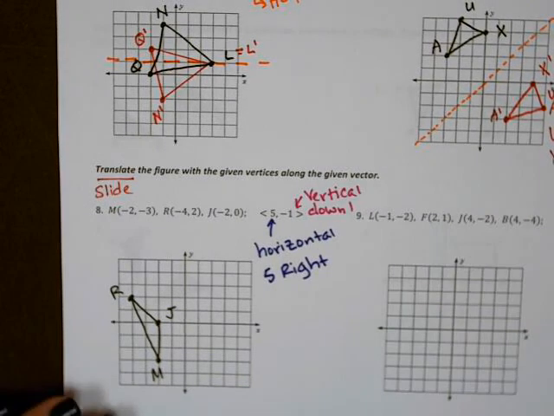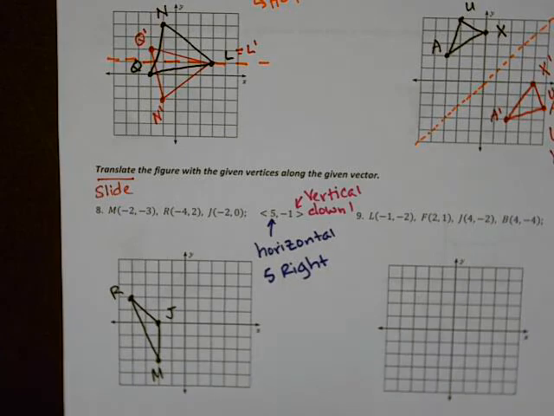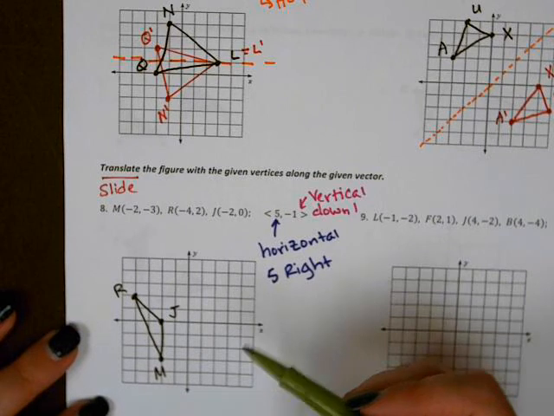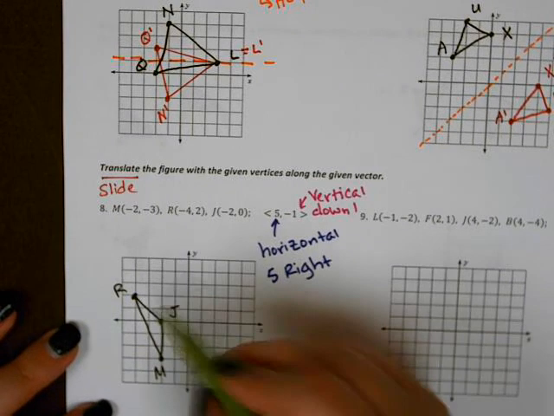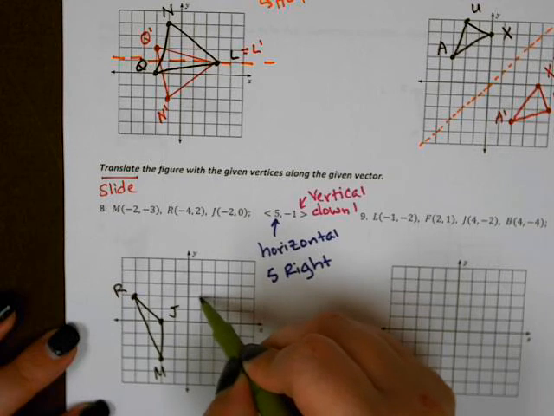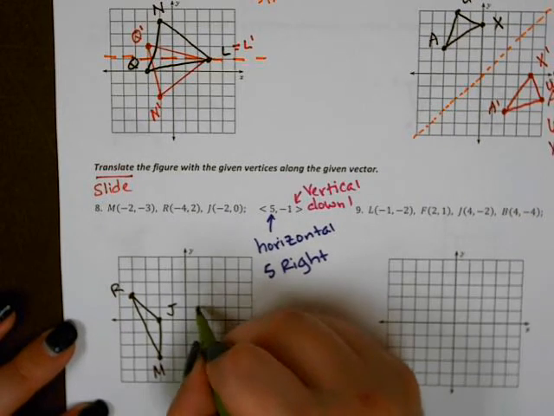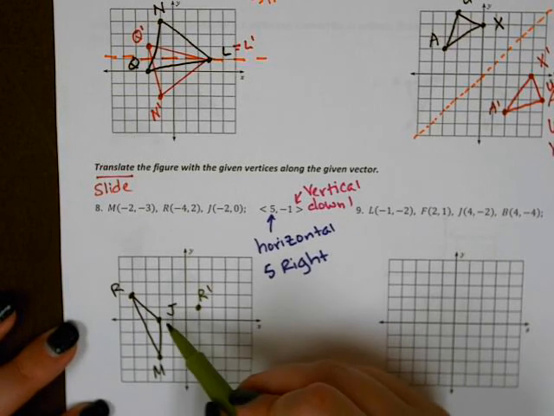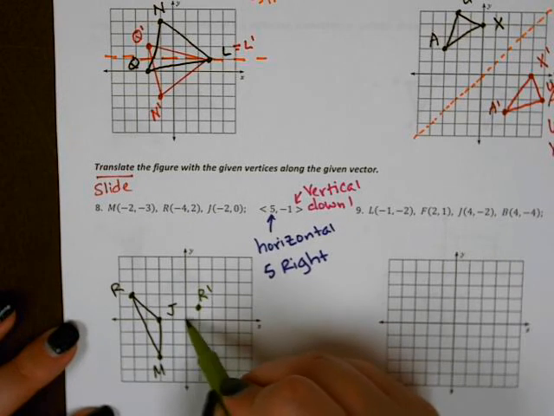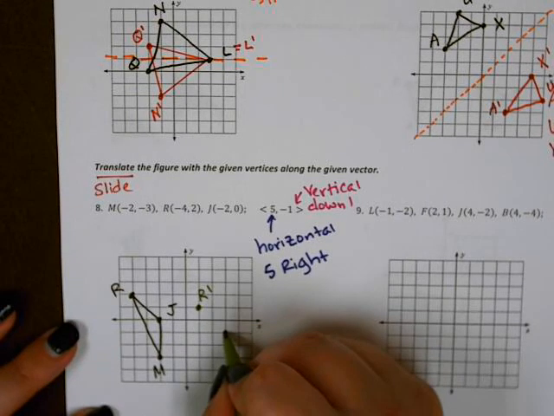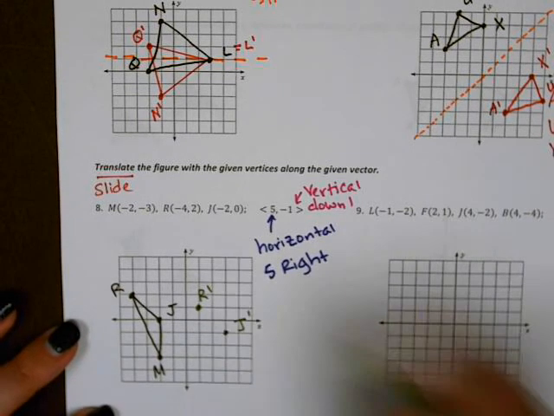So every single one of these points is going to follow this vector. So start with point, doesn't really matter, but I'm going to start with point R, and I'm going to go 5 to the right and down 1. So 1, 2, 3, 4, 5 to the right and down 1. And I'm going to make that my R prime. And then I'm going to go to J. 1, 2, 3, 4, 5 to the right and down 1. And there's my J prime.